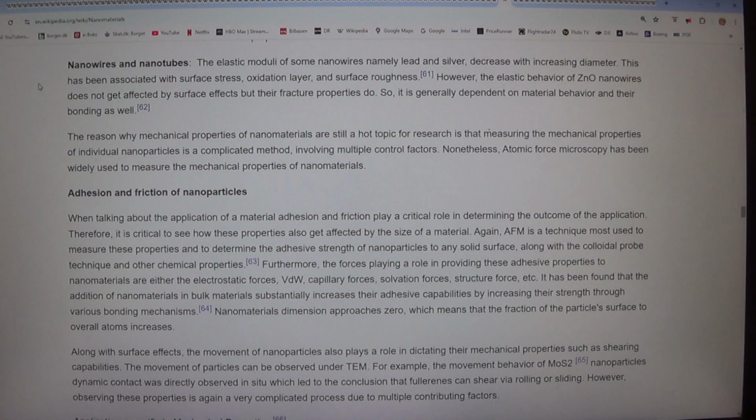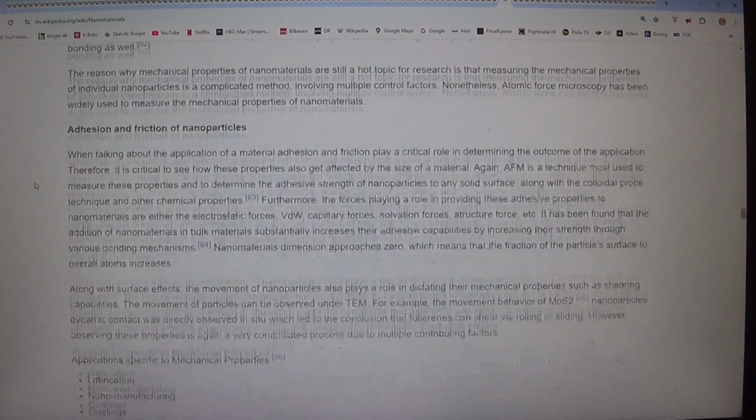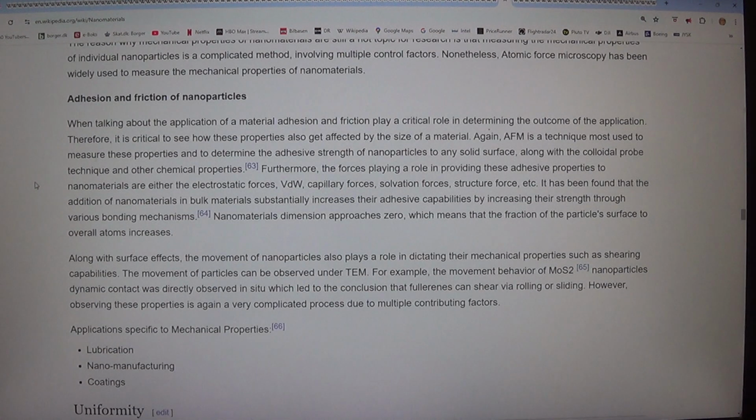The reason why mechanical properties of nanomaterials are still a hot topic for research is that measuring the mechanical properties of individual nanoparticles is a complicated method, involving multiple control factors. Nonetheless, atomic force microscopy has been widely used to measure the mechanical properties of nanomaterials.